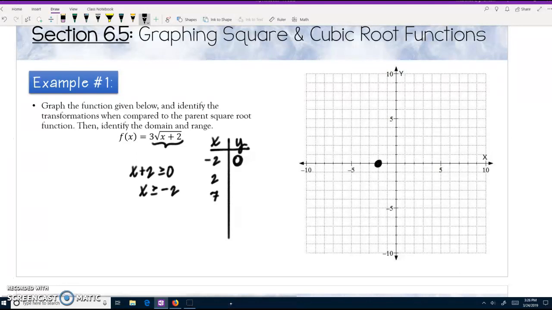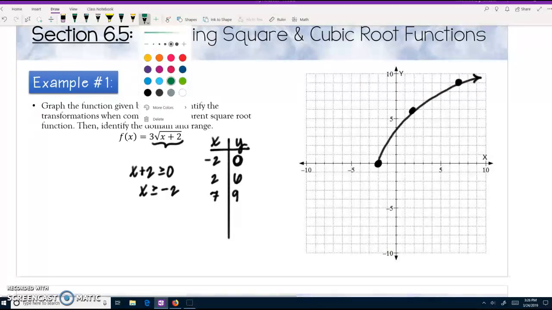If I plug 2 into the operation, I'll have 2 plus 2, which is 4. The square root of 4 is 2, and then 2 times 3 will give me a 6 out here. So I'll have over 2, up 6 is going to put me here. And then 7, if I plug 7 in, I'll get 7 plus 2, which is 9. Square root of 9 is 3, times 3 is 9. So I'll go over 7 and up 9 here. So my graph shape is going to look like this.